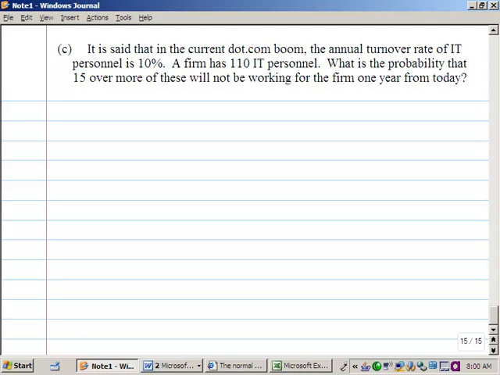Okay, it is said that in the current .com boom, this is an older problem now, the annual turnover rate of IT personnel is 10%. A firm has 110 IT personnel. What is the probability that 15 or more of these will not be working for the firm 1 year from today? Okay, so 15 or more, x greater than or equal to 15 out of 110 personnel. The probability that any one person will not be working for the company a year from today is 10% or 0.1.